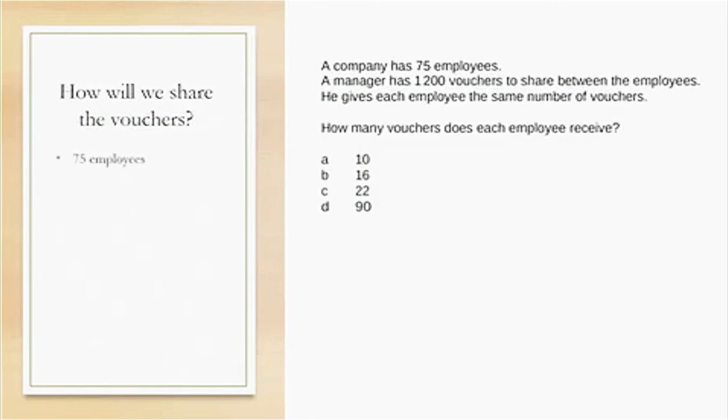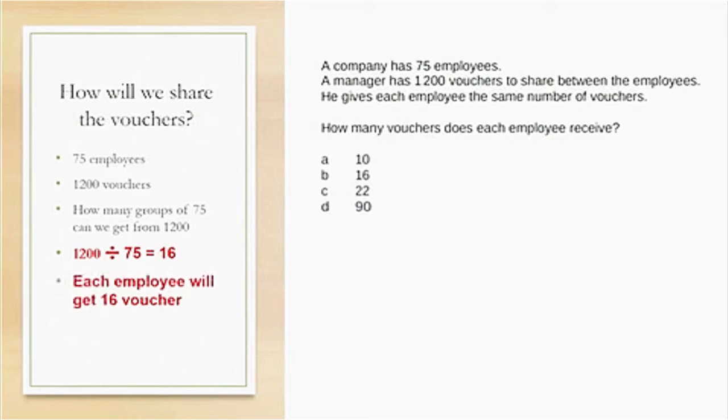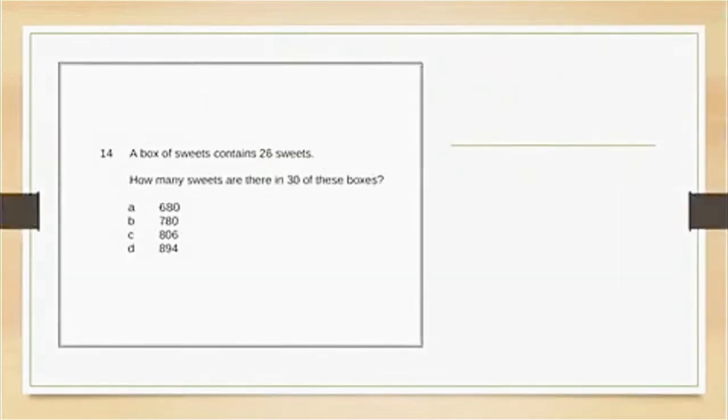So he has 75 employees. How many vouchers does he have? 1,200. That means he pretty much wants to know how many groups of 75 he can get out of 1,200. And he can determine that by dividing 1,200 by 75. And the answer is 16. So each employee will get 16 vouchers, not 1 voucher. So your correct response for this one would be B. Next question.